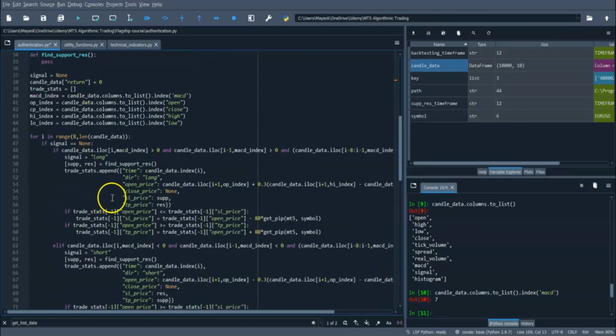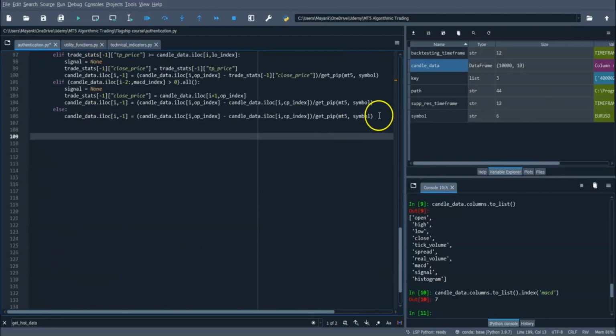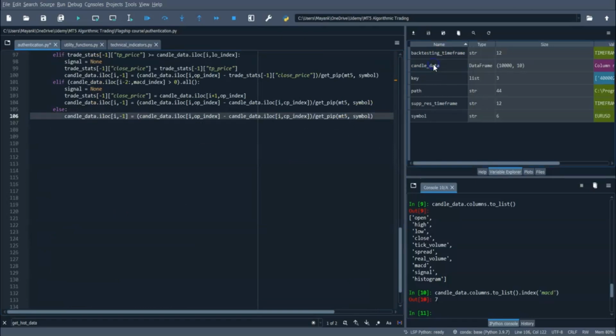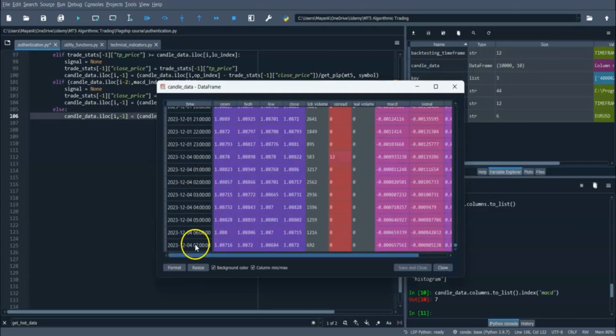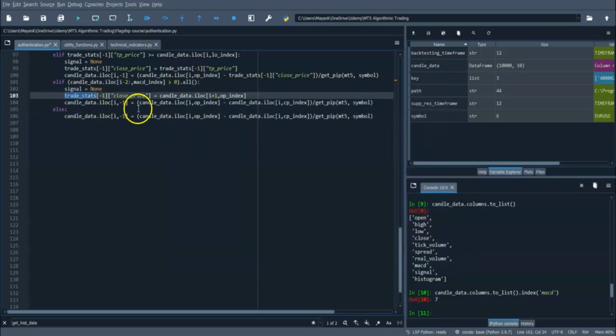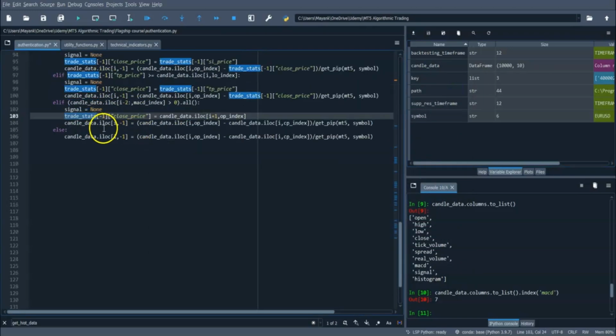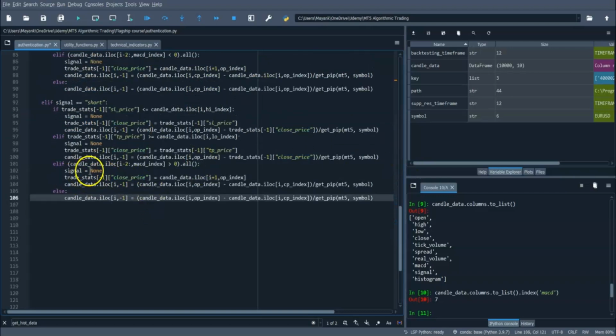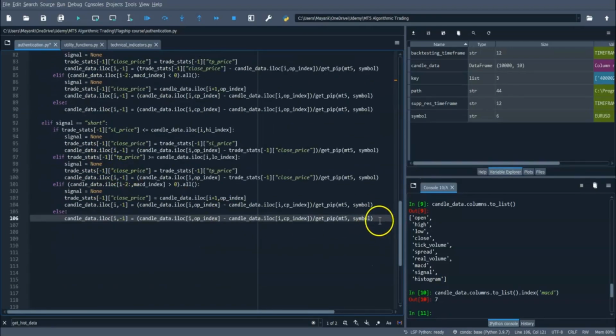Just one thing that I would add to this particular code is what happens when we reach the end of this particular data. So we have these trade stats wherein we have open price, close price, whatever. So if there is an open position and we reach the end of the road, let us simply update the close price as the close price of the last candle. We don't want to have none price for close, otherwise you might get an error.